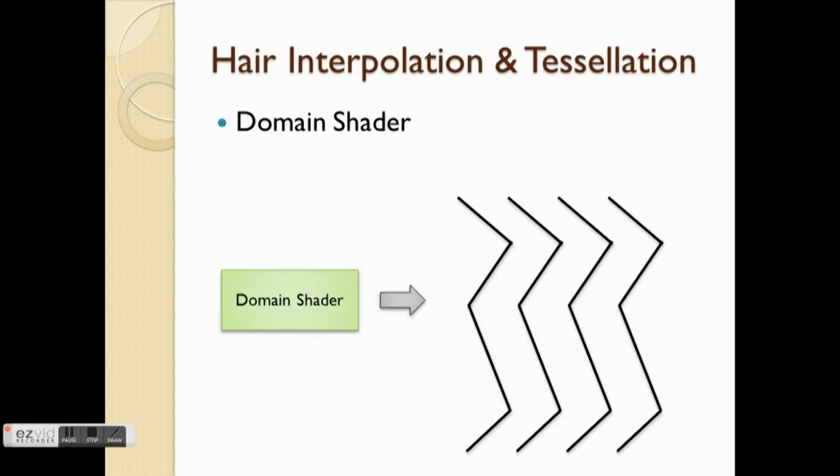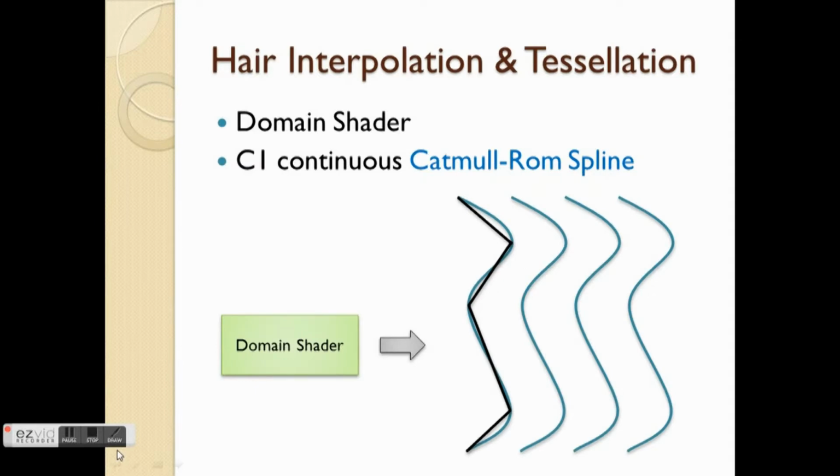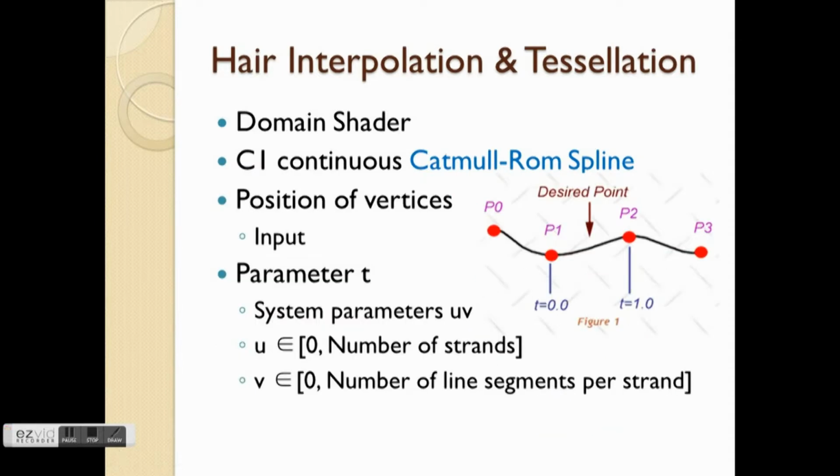However, if nothing was done in the domain shader, here's what we have for the output. Obviously, we don't want something like separate line segments for our hair. So what we do is use a C1 continuous Catmull-Rom spline. As we recall the Catmull-Rom spline, we have 4 control points to define one line segment. And the position of those control points we can get from the input. All we need is a parameter.